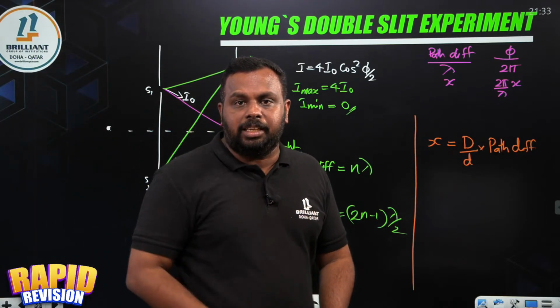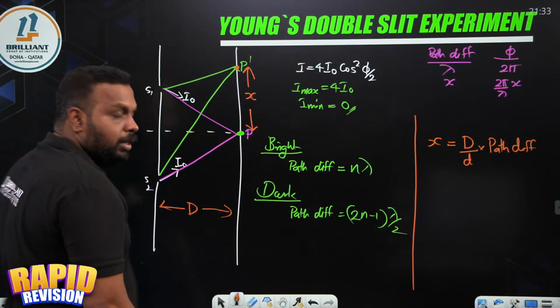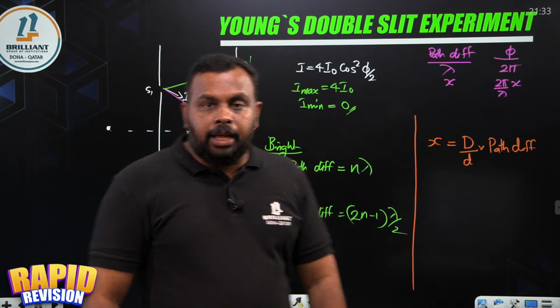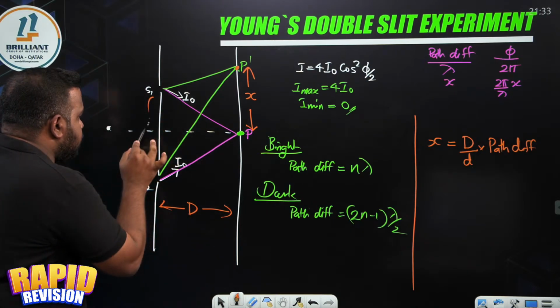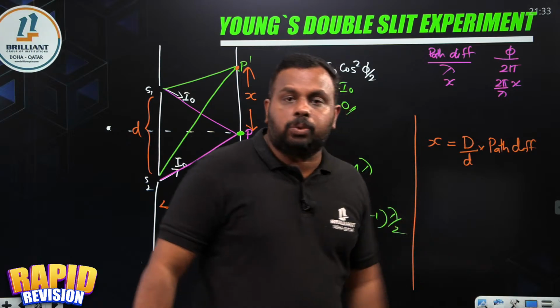What is capital D here? Capital D is the distance between the slit and the screen. Capital D. And what is small d? Small d is the distance between the two slits. So D by d into what?